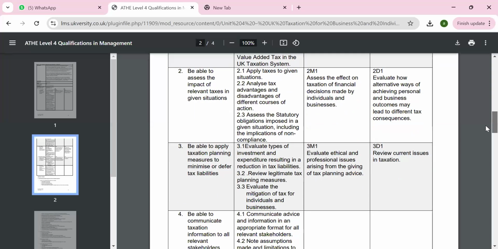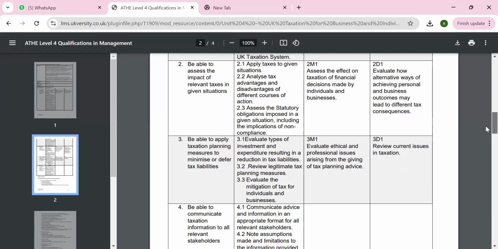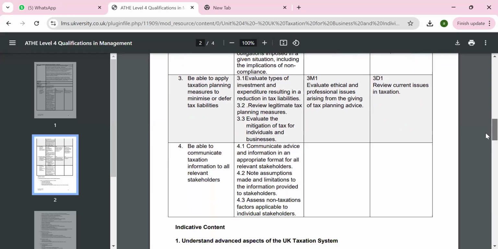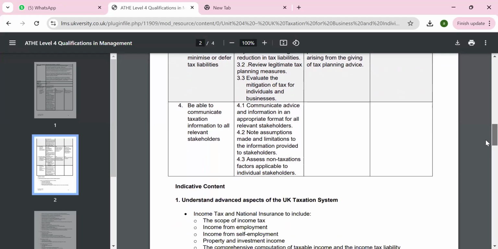LO3, we learned about tax planning. Tax planning is legal. We discuss how we can minimize our different tax liabilities. We discussed 3.1, 3.2, and 3.3 during our lesson. Then there is LO4, which is all about giving information to stakeholders about taxation, and what is meant by a stakeholder.